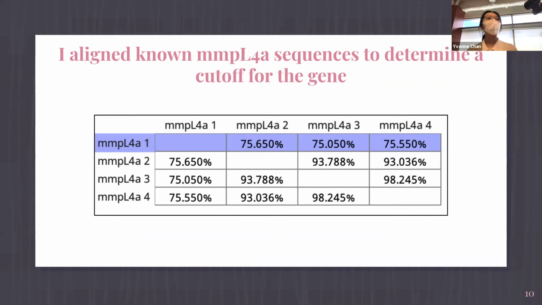I did this by creating a pairwise matrix, which shows how similar in percentage each sequence is with another. Thus, I chose the lowest percentage of similarity between these sequences, which was around 75%, as the cutoff for MMPL4A. After establishing the cutoff, I downloaded all sequences that had a 75% or above similarity to the 4 sequences I had originally downloaded and performed a multiple sequence alignment with them.